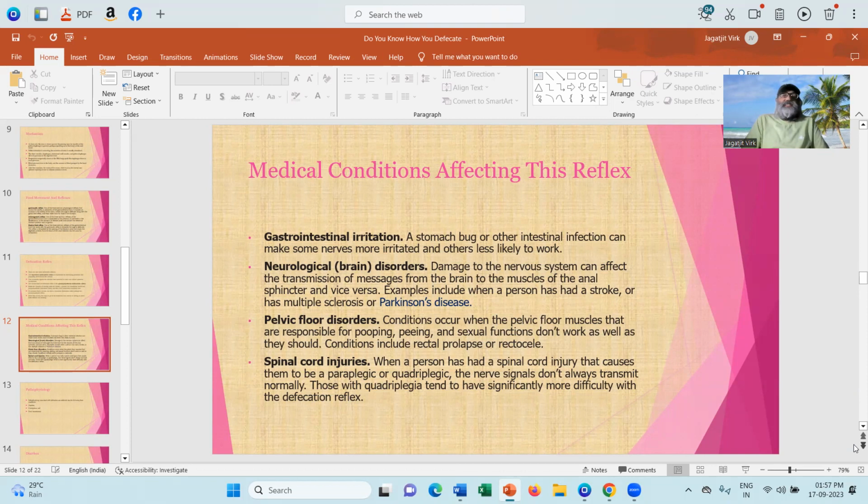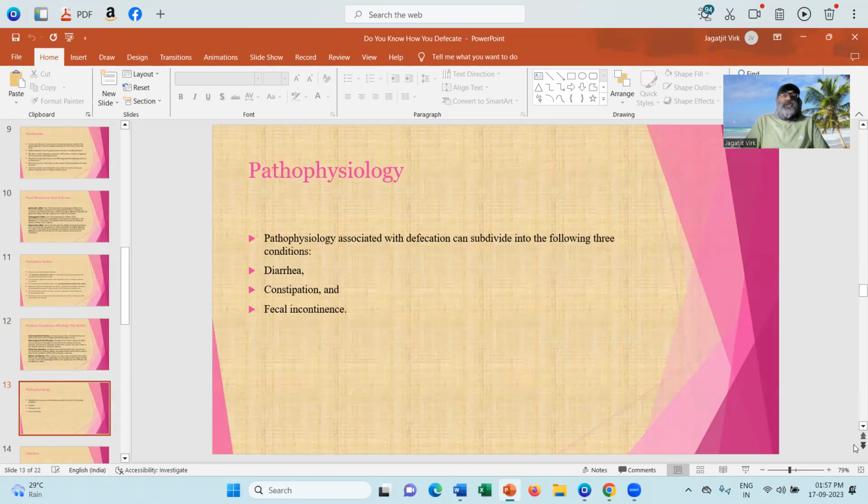Spinal cord injuries. When a person has had a spinal cord injury that causes them to be a paraplegic or quadriplegic, the nerve signals don't always transmit normally. Those with quadriplegia tend to have significantly more difficulty with the defecation reflex. Pathophysiology. Pathophysiology associated with defecation can be subdivided into the following three conditions. Number one is diarrhea, number two is constipation, and number three is fecal incontinence.